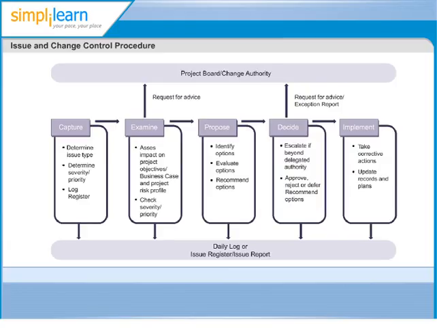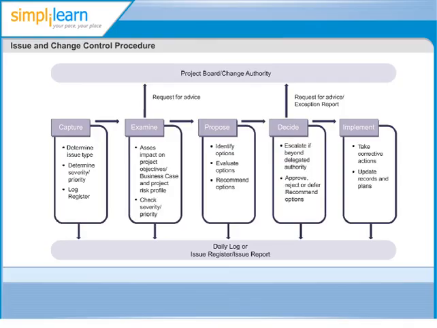Issue and change control procedure. Now let's go through the second procedure of configuration management strategy, which is issue and change control procedure. PRINCE2 provides a common approach to dealing with requests for change, off specifications, and problems/concerns.